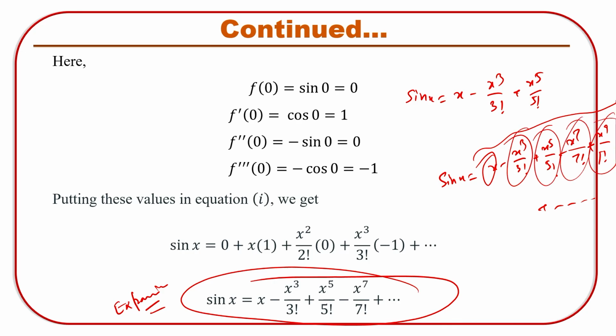So, as you can see, the exponents are the odd integers, and the signs alternate. So, you can remember this one as: sine of x can be written as x minus x cubed by factorial 3 plus x to the power 5 by factorial 5 minus x to the power 7 by factorial 7 plus, and so on, right. So, that is the idea to do the calculations.